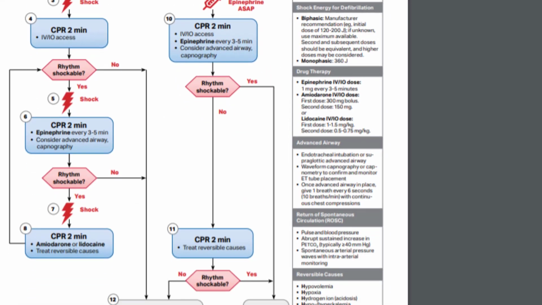And every 2 minutes, when we stop and check rhythms, we're going to decide, are they in a shockable rhythm or not? If they're not, we're just going to continue that cycle over and over. CPR for 2 minutes, 1 epi every 3 to 5 minutes. And we're going to continue that over and over, using the same concept of trying to correct any of those reversible causes we have, which are those H's and T's at the bottom.